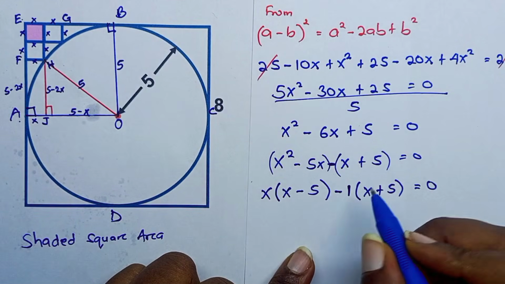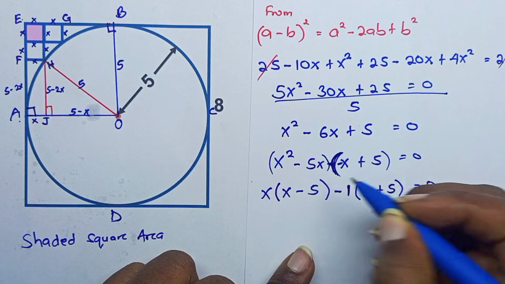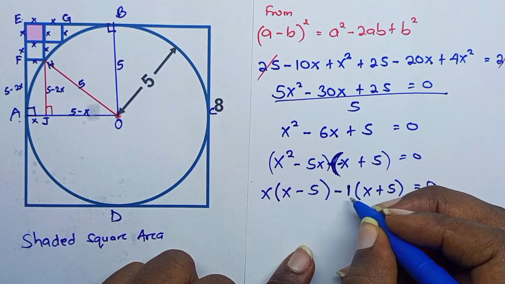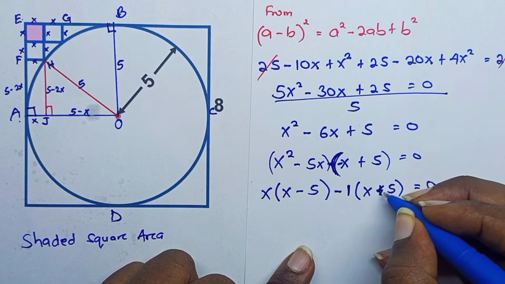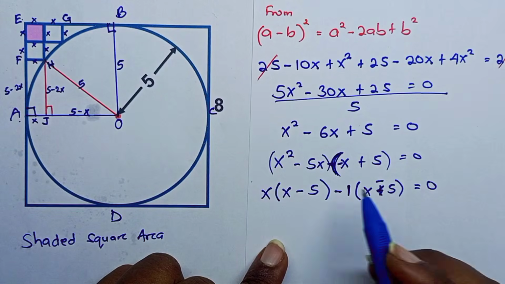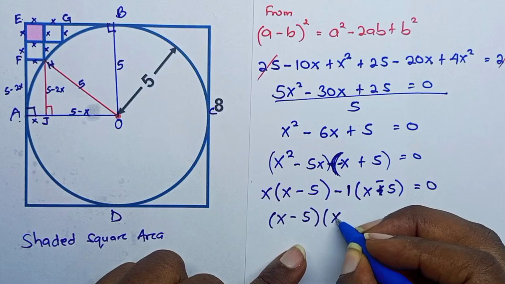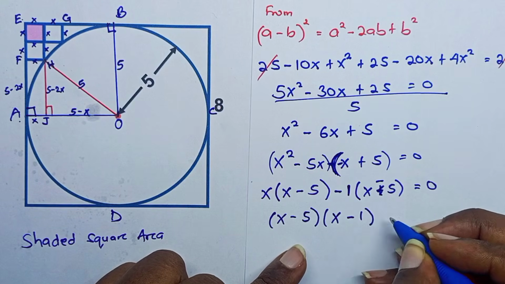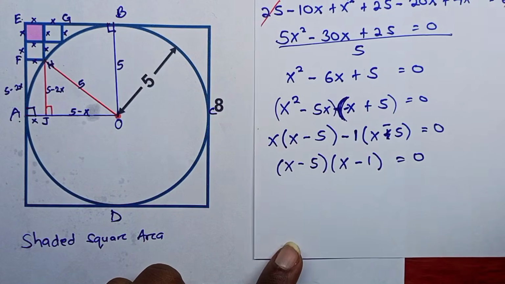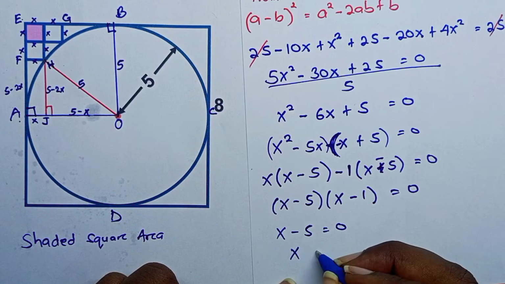Sorry, here we take out this negative, which is on this x. So here we factor negative 1. When you bring out negative 1, this becomes positive x and this becomes minus 5. So it's equal to 0. So x minus 5 is common, factor it out. Then here we shall be left with x and here we shall be left with minus 1. This is equal to 0. So we have two possible solutions for x. For x minus 5 equal to 0, x will be equal to 5.